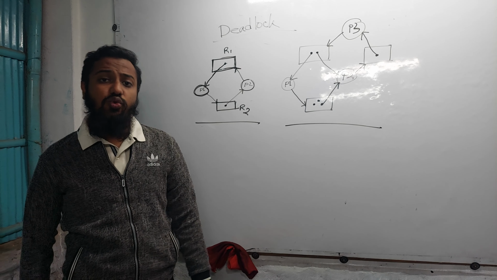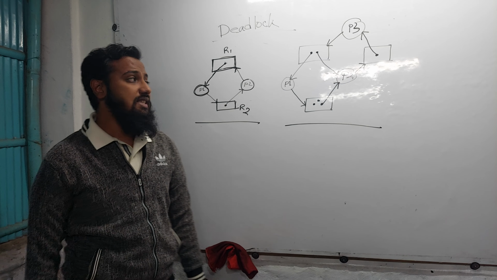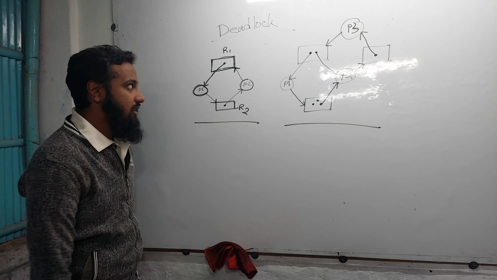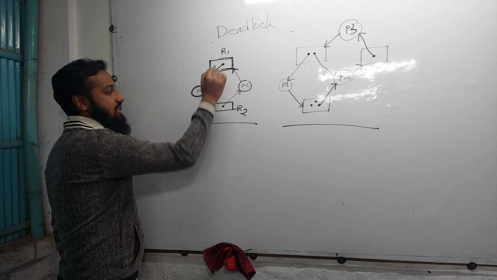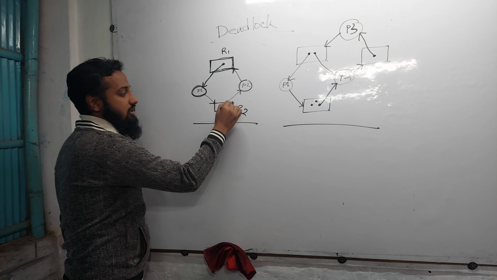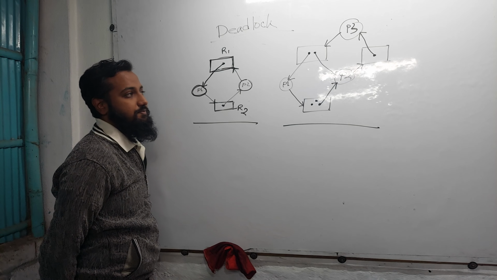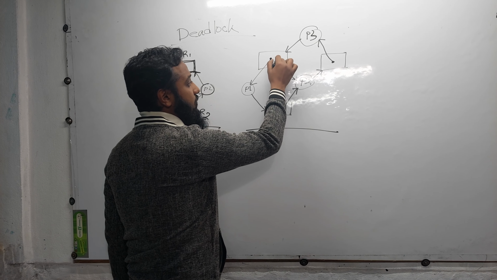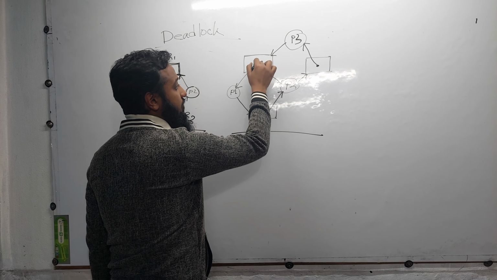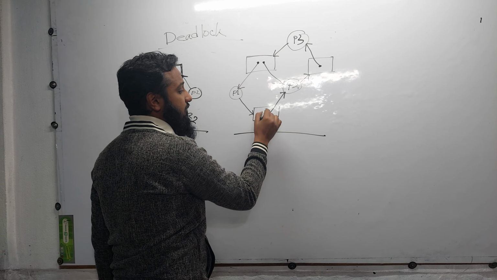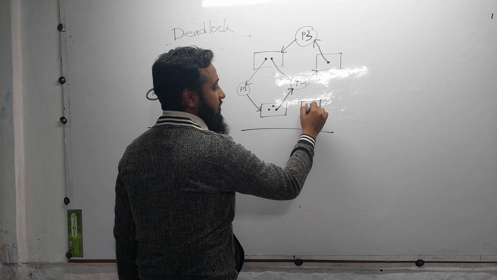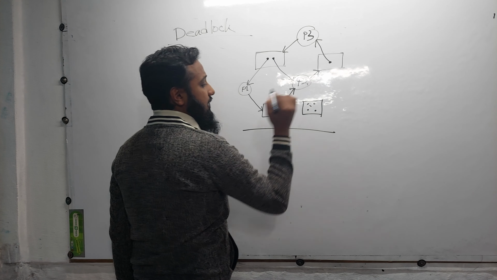Now there are two types of graphs. One is single instance and another is multiple instances. Here we can see it's a single instance graph. The resource has only one instance. And this graph is multi instance. Here we can see a resource has double instances, and this one has triple instances. There can be more resources which can have almost any number of instances.